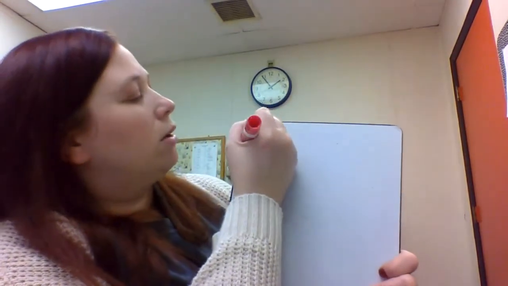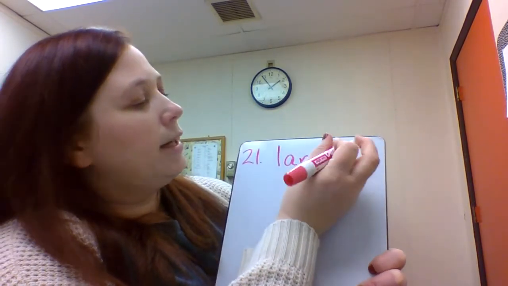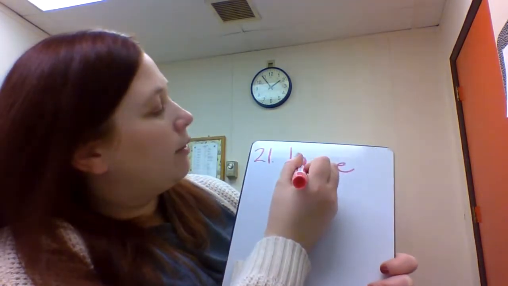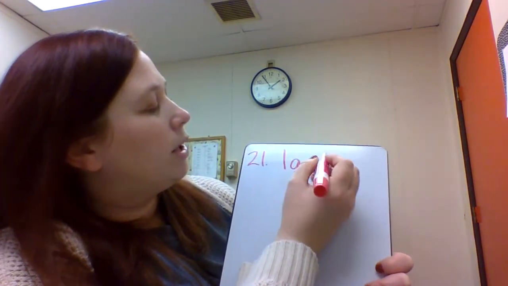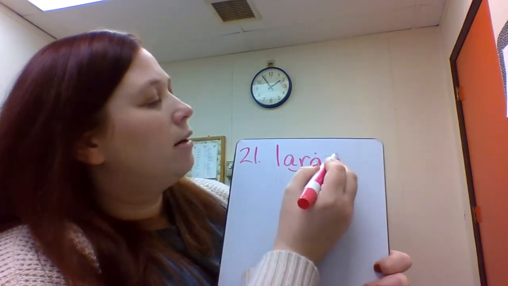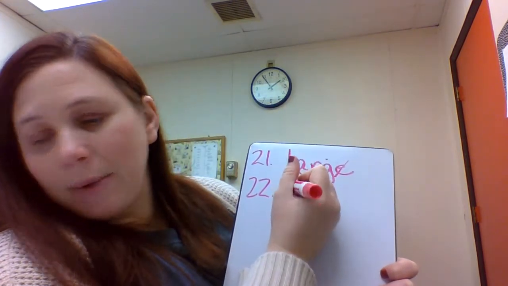Let's move on to number 21, large. All right. We got a lot going on in large. We have our AR combination. Our G makes that J sound soft, it gets the dot, and our E we don't say. 22 is cabin.